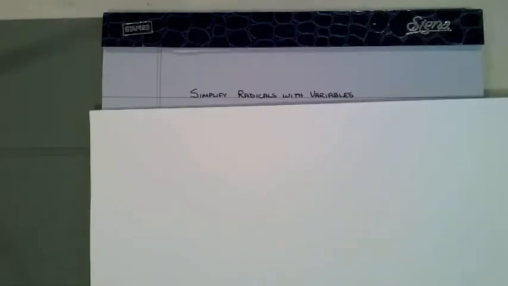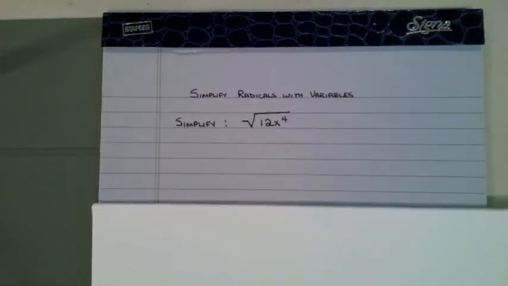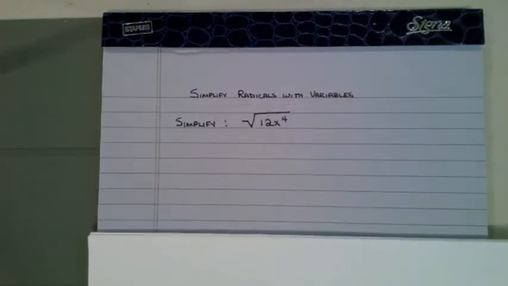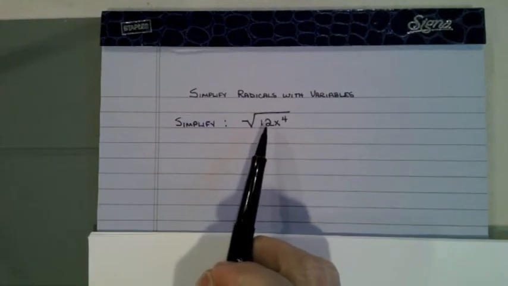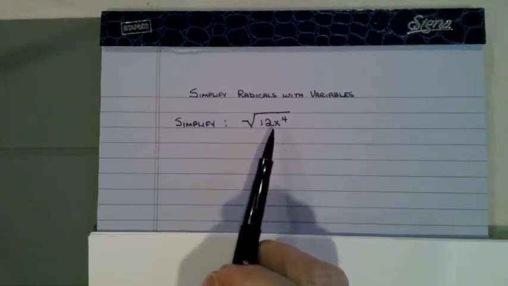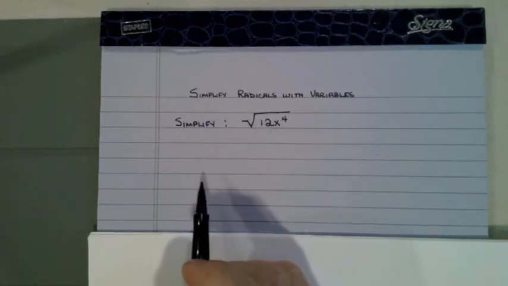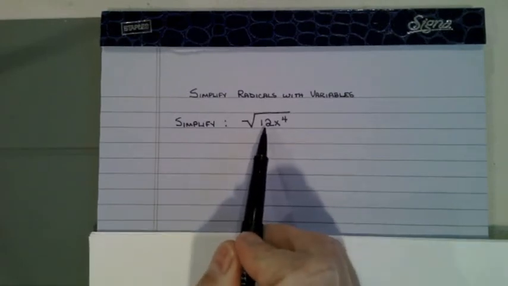In this video, we're going to simplify radicals that have variables in it. So we're going to go over this first example here. In our previous videos, we've gone over how to simplify a radical that just has numbers. The rules are the same for if it has variables. So we're going to start by simplifying the number first.